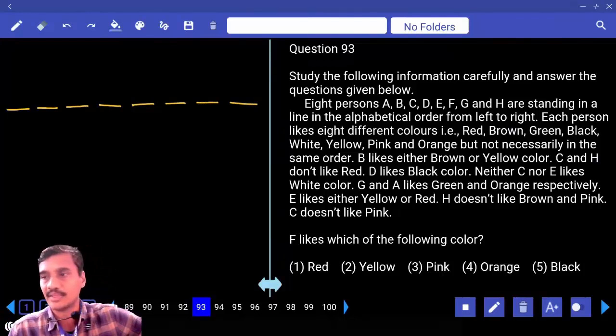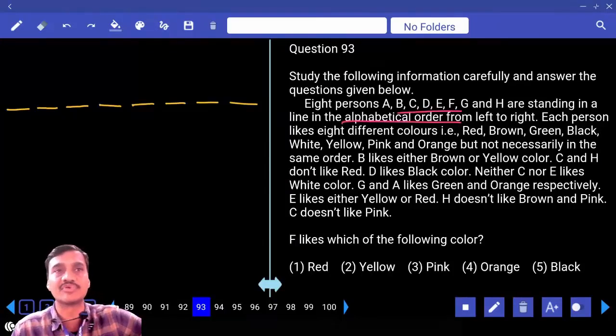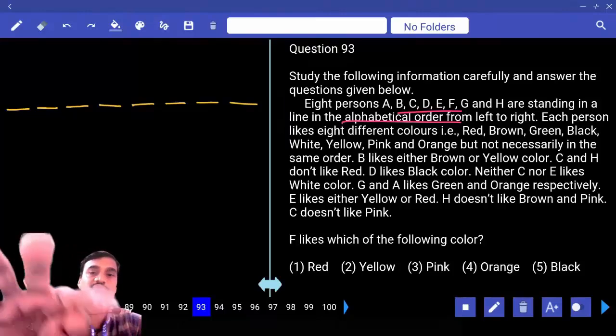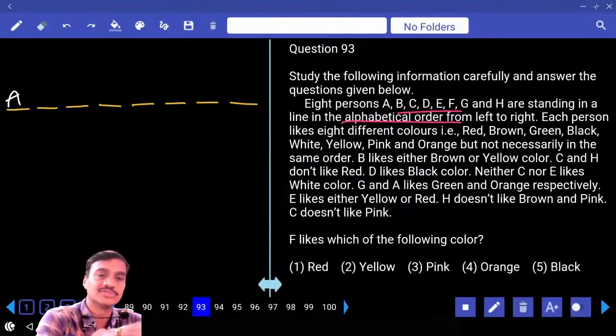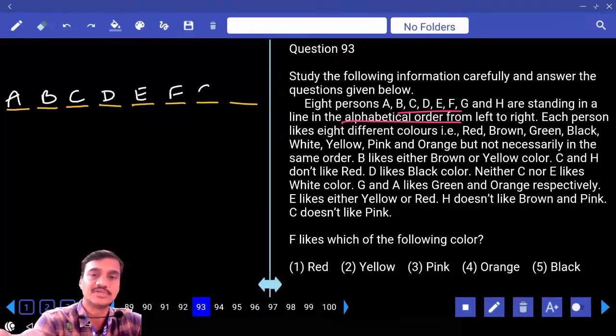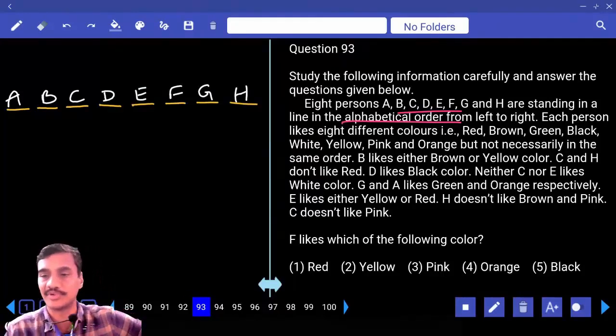Then next one, each person likes a different color. At the same time, all these 8 persons are in alphabetical order from left to right. Now this is A, B, C, D, E, F, G and H. All these persons are in alphabetical order.